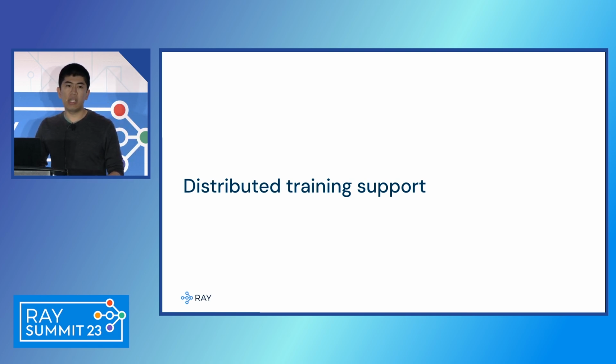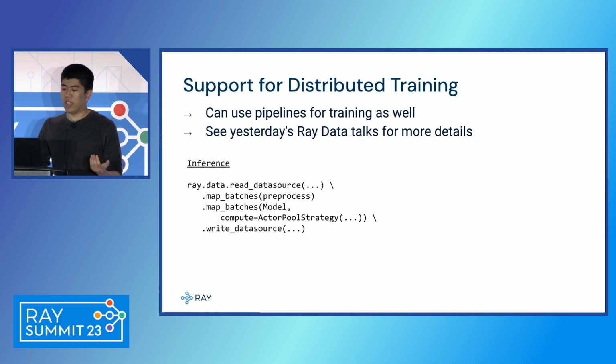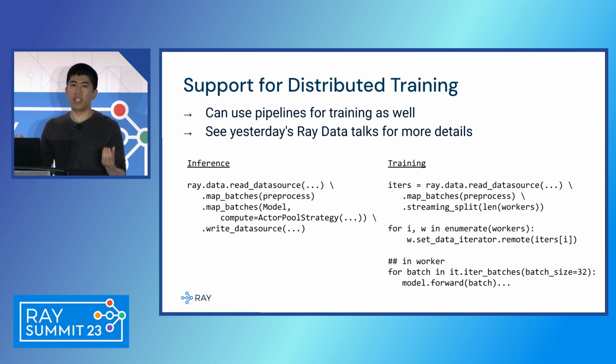For distributed training, the story is not that much different, actually. Because Ray data is fully general, you can use those inference pipelines for training very well. The main difference is that for inference, you output to a data sink at the very end. But for training, you instead want to split your data into multiple substreams, and each of those substreams you can send to a worker, for example, a PyTorch worker. And in that worker code, you can use an iterator API to pull batches from the stream.